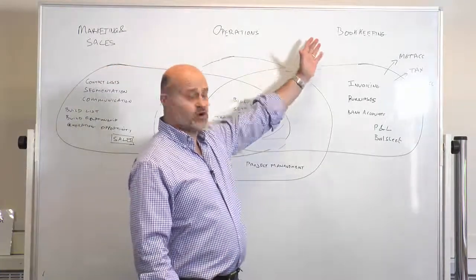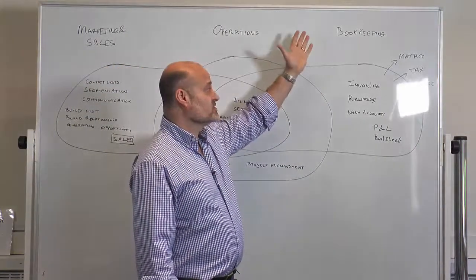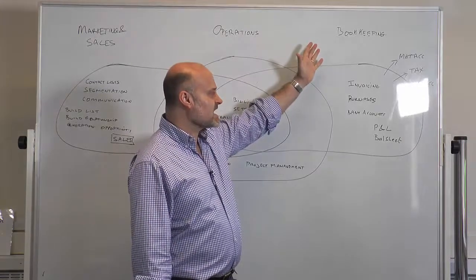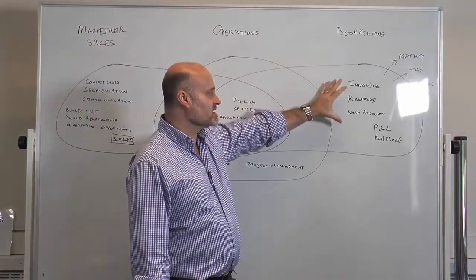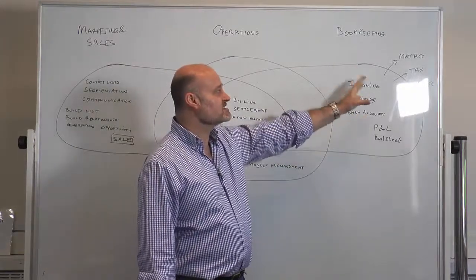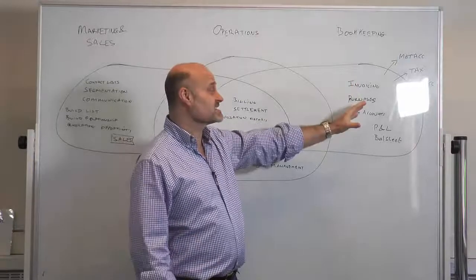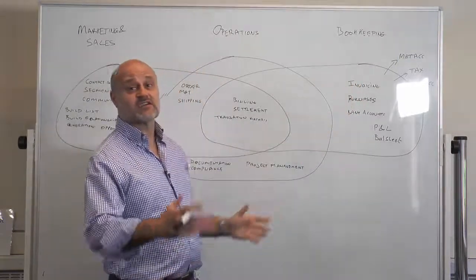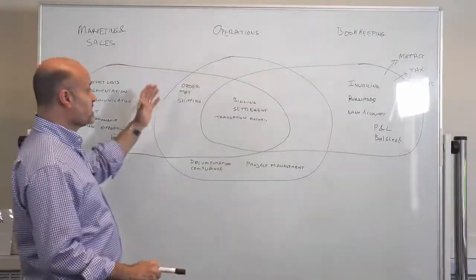So you've got your bookkeeping system, which all businesses need to have. That takes care of invoicing and purchasing, bank accounts, and the outputs, so P&L reports and balance sheets. Management accounting, tax, and financial accounting are important outputs from that.